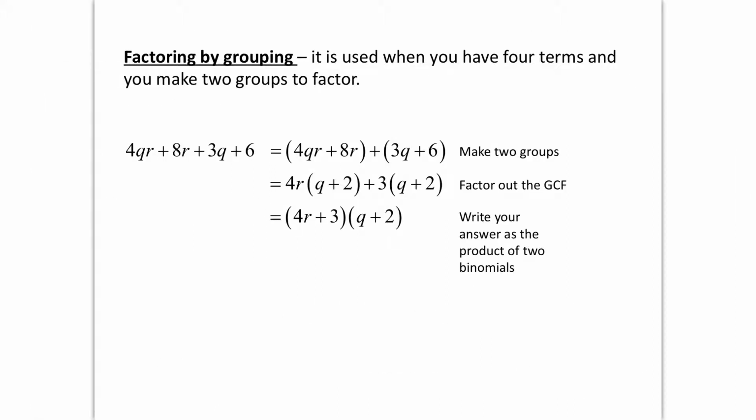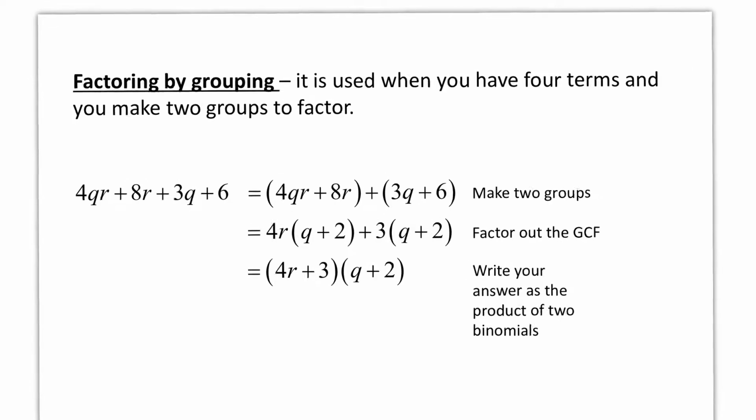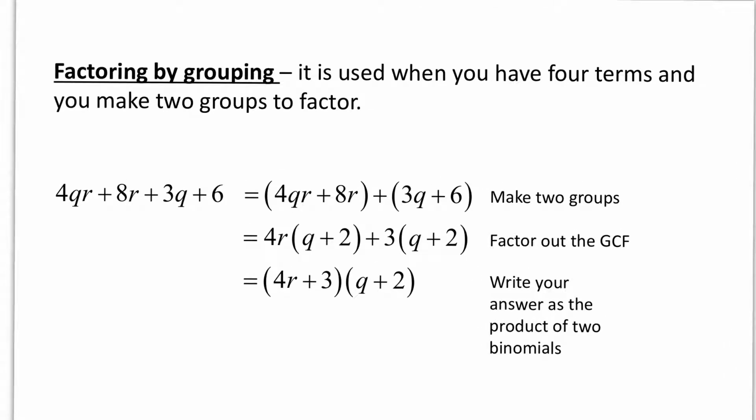So first, let's understand how to factor by grouping. You see the definitions on the top. This is just something I wrote for you. Factoring by grouping is used when you have 4 terms and you are going to make 2 groups, 2 factors. That's why it's called factoring by grouping. You make groups.